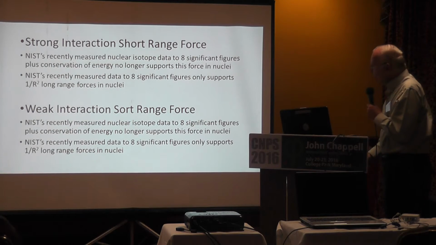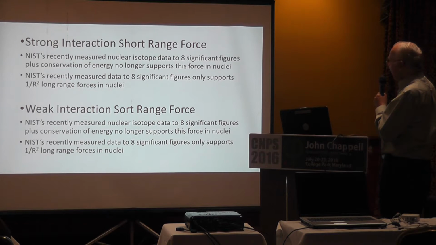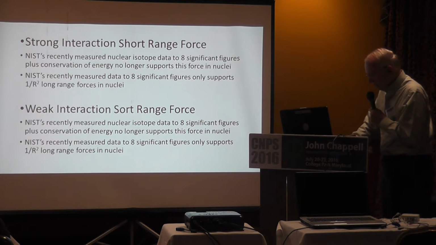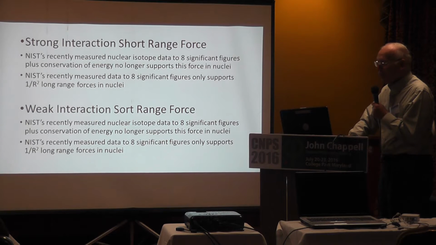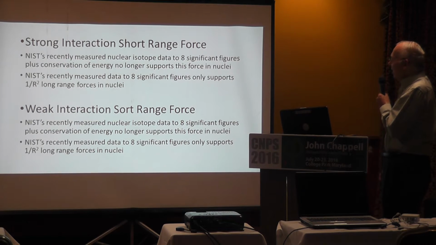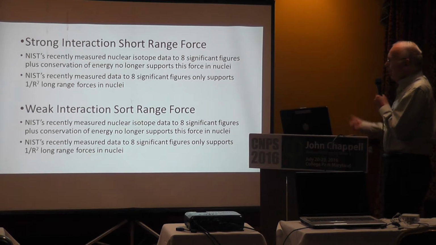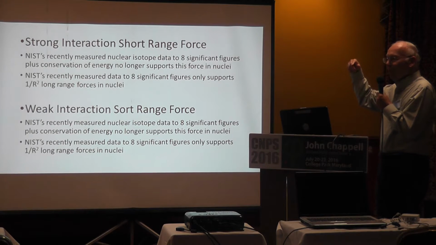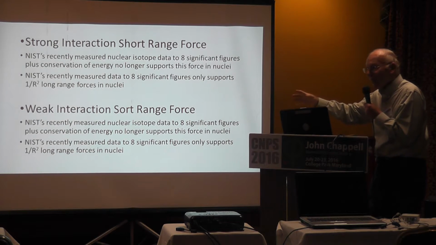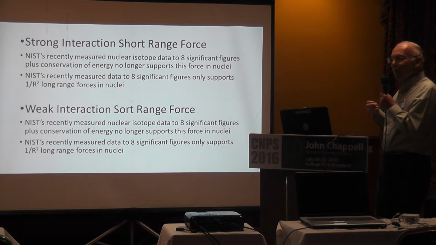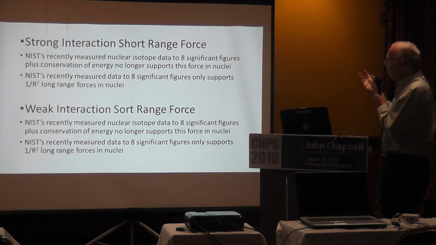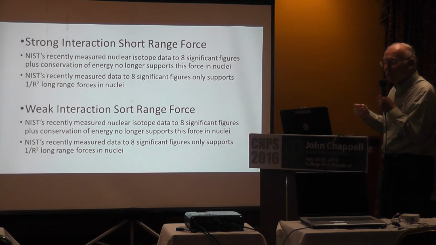Now, with regard to the strong interaction, a short-range force, and the weak interaction, a short-range force, we do not have to predict those because NIST, the National Institute of Standards and Technology in the United States, has recently measured nuclear isotope data to 8 significant figures. All these theories involving the strong interaction were developed when we were measuring it to 4 significant figures. What happens when you measure it more accurately and you consider conservation of energy? There's no strong interaction in the nucleus.